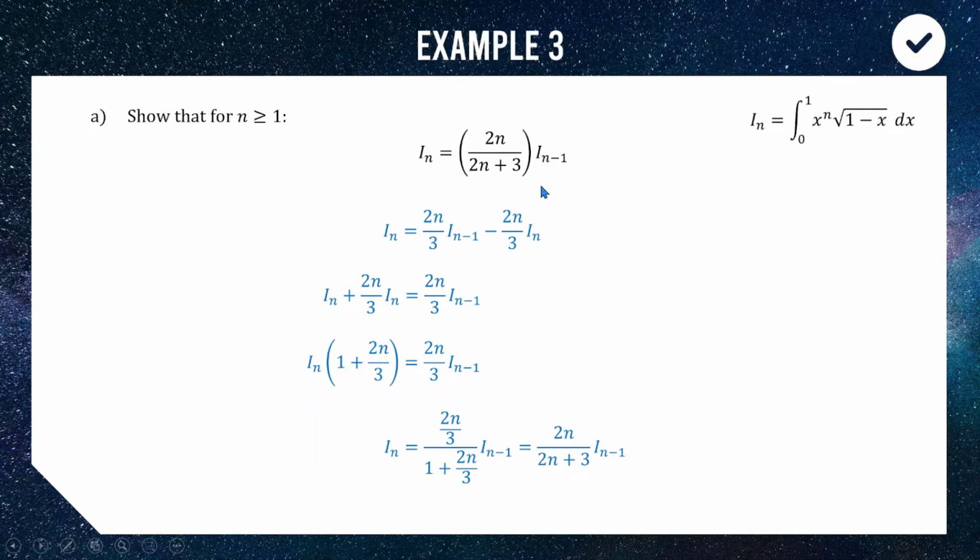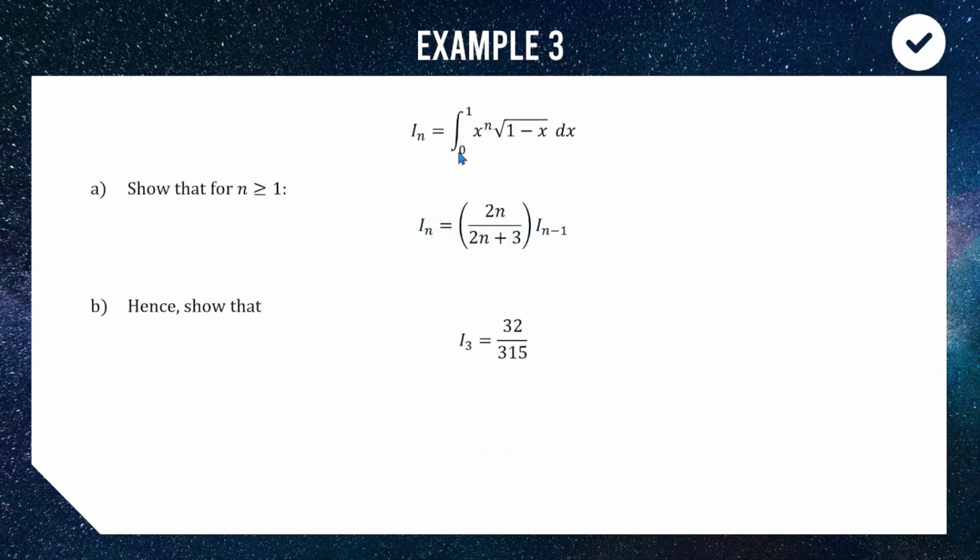So yeah, some pretty hectic algebra, a lot of surds, a lot of expanding, a lot of powers, but hopefully you kept up with that. Or if not, let's just dive on to the next part where we can actually use this formula to evaluate some integrals. So there is our formula. Part 2 is find I3 and show that it is 32 over 315.